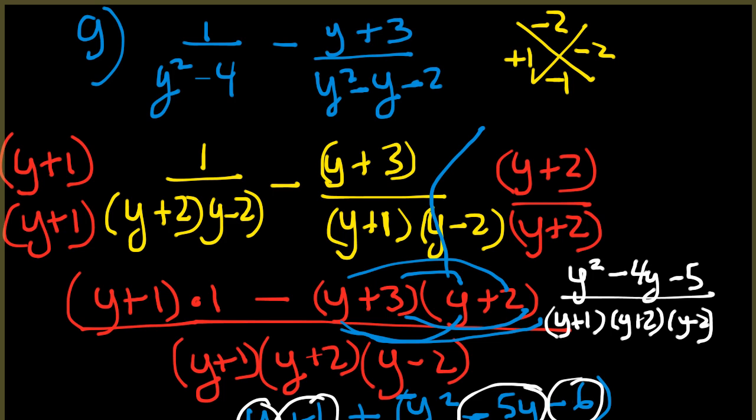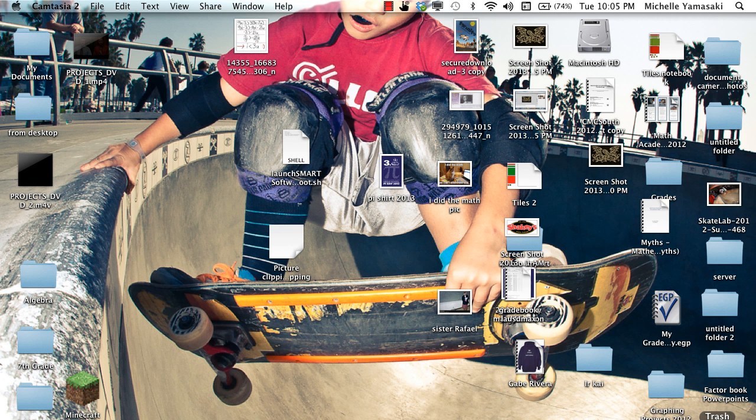Oh, I forgot that this was a negative right here, so I'm left with that negative y squared minus 4y minus 5 all over, and so here is your answer. Sorry, I ran out of room there on the bottom. All right, I'm going to move on. Whoops. Let's come back. The next few should move a little bit quicker.